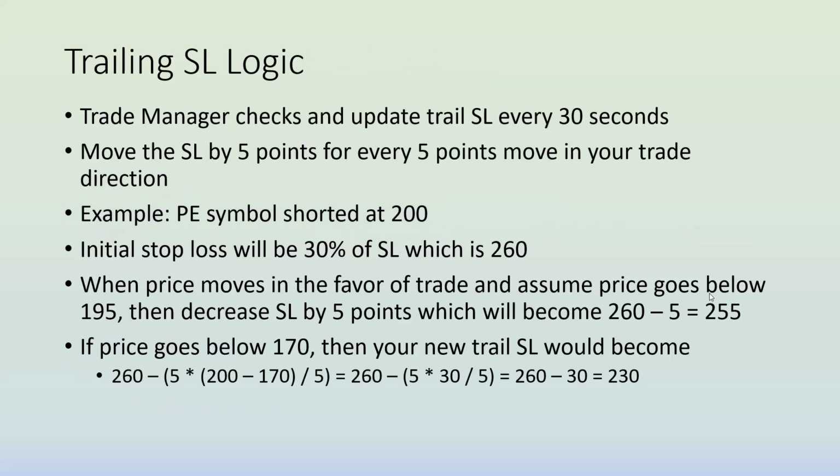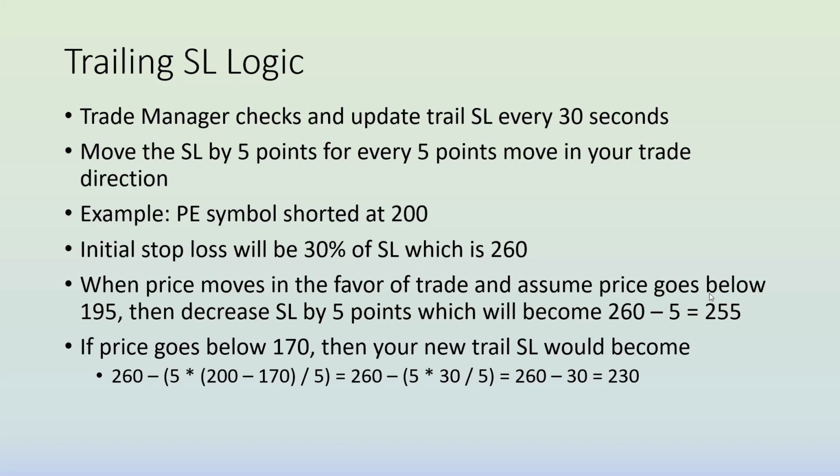And the trailing SL logic is simple here. We are not getting any historical candle data, and it's not based on any EMA or whatever indicators, right? The logic is simple. If the price moves in your direction by 5 points, move your SL by 5 points. So for each 5 points, we'll keep on moving your SL by 5 more points. That's it. That's the trailing SL logic.